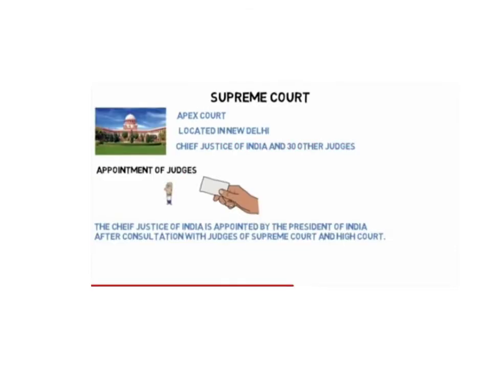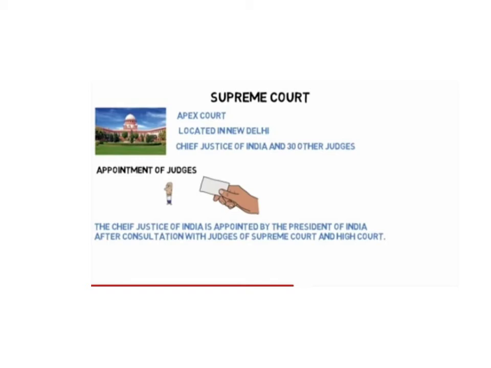Now if we look at the Supreme Court, it is called the apex court, located in New Delhi. It has the Chief Justice of India and 30 other judges. The Chief Justice is the highest position in the Supreme Court. The Chief Justice announces the different decisions taken in the court. Appointment of judges. Who appoints the judges?